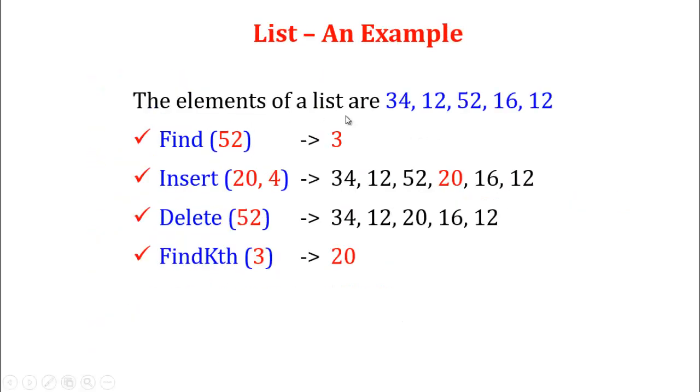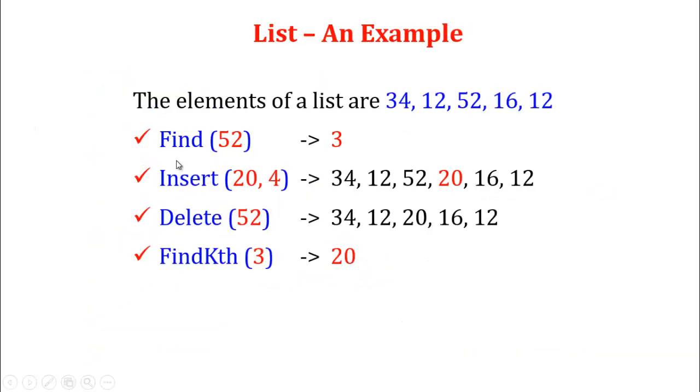Make list means if there is no element present in the list, we are going to create a list one by one. First we insert 34, 12, 52, 16, 12, like this it goes on. This we call sequential order or linear order. It should be in the order 1, 2, 3, like this it goes on.